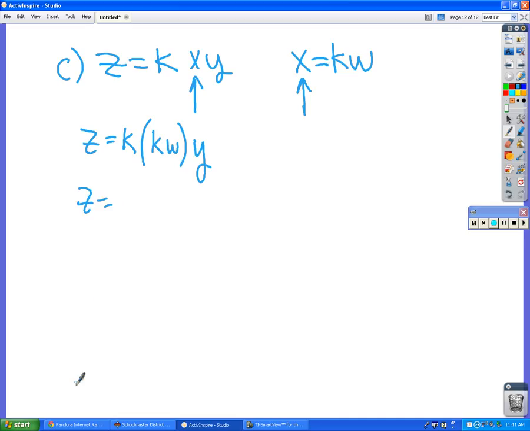Okay, now you're going to really love this. I'm going to tell you right now that in this case, k squared equals k. That's stupid. K is just a number, right? It's just some constant number. So if it's 3, then 3 times 3 just equals another number, but it's still just going to be k. And then times wy, and that is our proof that they vary jointly, because that's what that means.